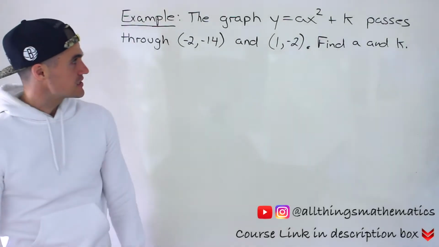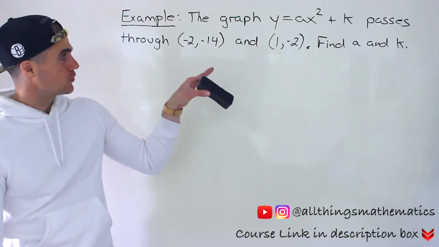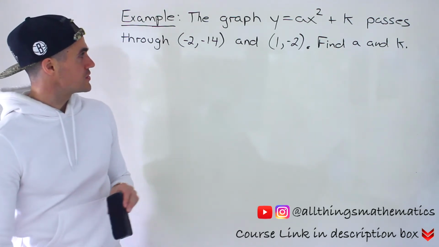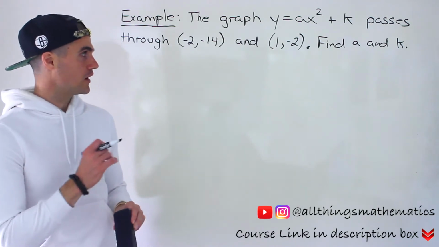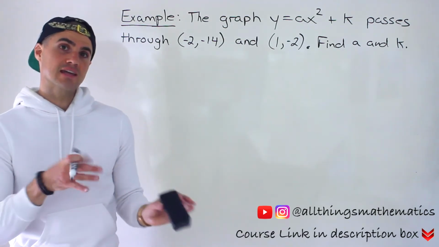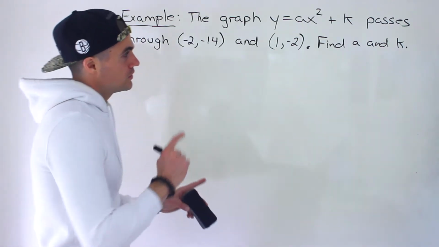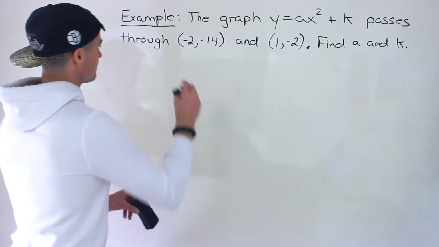Moving on to the next question. We are told that the graph y equals ax squared plus k passes through these 2 points here, (-2, -14) and then (1, -2). We have to find the a and the k value. So notice we've got to find two constants here.